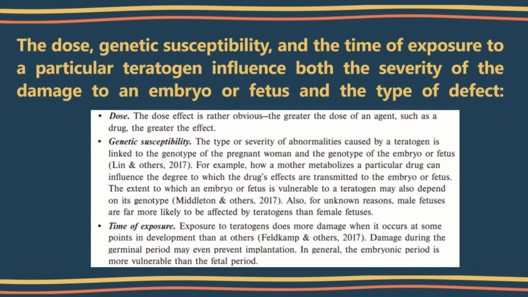Second, genetic susceptibility. So there are instances wherein the genetic composition of the pregnant woman could have adverse effects to the embryo or fetus once she is in contact with a specific teratogen. Third, time of exposure. So the embryonic period is known to be one of the most critical periods of prenatal development, and if the pregnant woman is exposed to these teratogens, it can cause more damage at some points in the development.